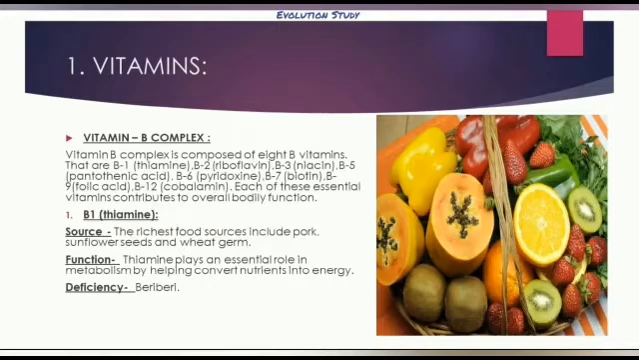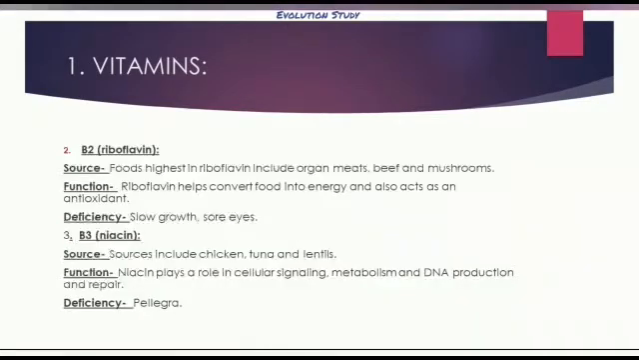B1, thiamine. Source: the richest food sources include pork, sunflower seeds and wheat germ. Function: thiamine plays an essential role in metabolism by helping to convert nutrients into energy. Deficiency: beriberi. B2, riboflavin. Source: foods highest in riboflavin include organ meats, beef and mushrooms. Function: riboflavin helps to convert the food into energy and also acts as an antioxidant. Deficiency: slow growth.